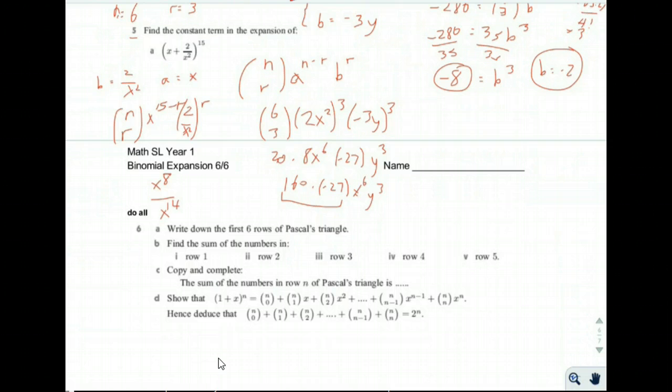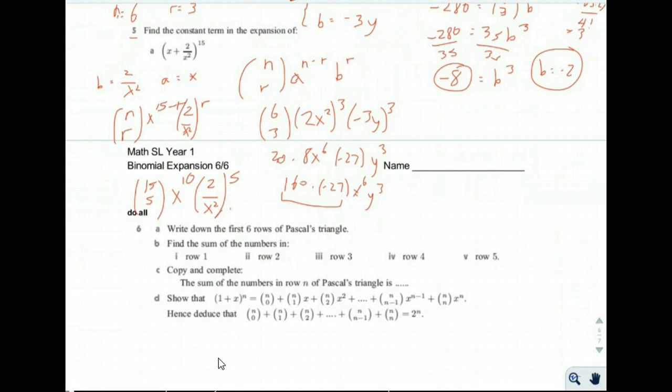So let's make r a little bit smaller. Let's try r equals 5 or something like that. Okay, so if r is 5, then it would be x to the 10th on top, and then it would be x to the 10th on the bottom. So r is 5. Okay? So we're going to put in r is 5, and then n is 15, r is 5, and then it would be x to the 15 minus 5, so the x to the 10th, times 2 over x squared to the 5th.